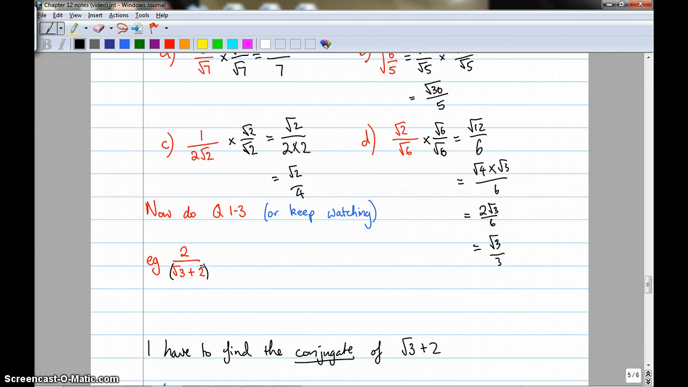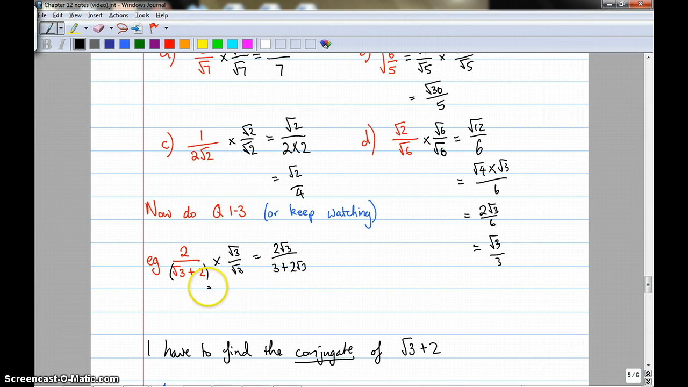This one's a little bit more complicated because I can't just simply multiply the bottom to get rid of the surd on the bottom, the root 3. I can't just multiply by root 3. If I multiply by root 3, I'll show you what I get. It becomes 2 root 3 on root 3 times root 3, which will be 3, but then I'll also get root 3 times 2, which is 2 root 3.